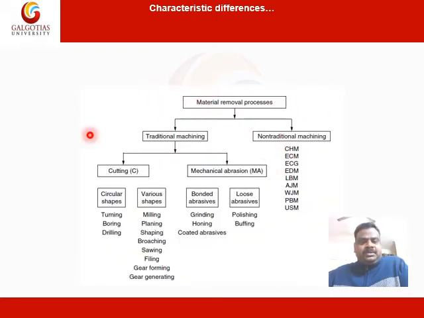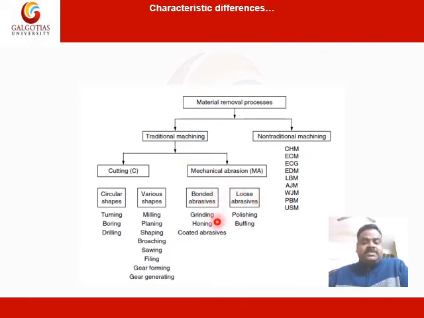Now let's look into some of the traditional machining processes, which will help us classify non-traditional machining processes later. The material is removed by the cutting action as well as the abrasion action of abrasives. If we want to cut the material into circular shapes, we use turning, boring, and drilling methods. For other shapes, we use milling, planing, shaping, broaching, shaving, filing, gear forming, and gear generating methods. In mechanical abrasion methods, we use bonded abrasives as well as loose abrasives.